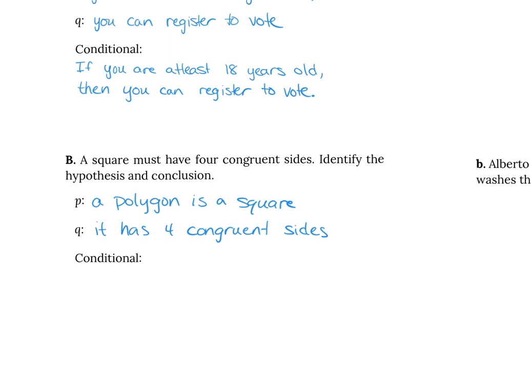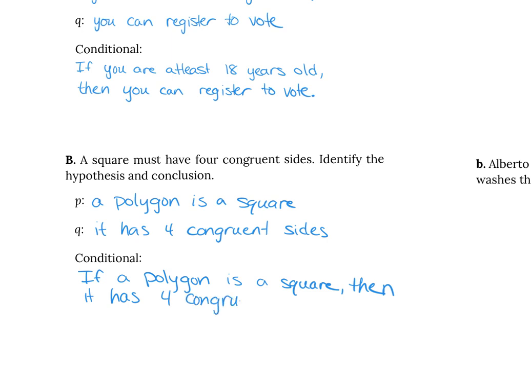Okay, so then our conditional is if a polygon is a square, then it has 4 congruent sides.